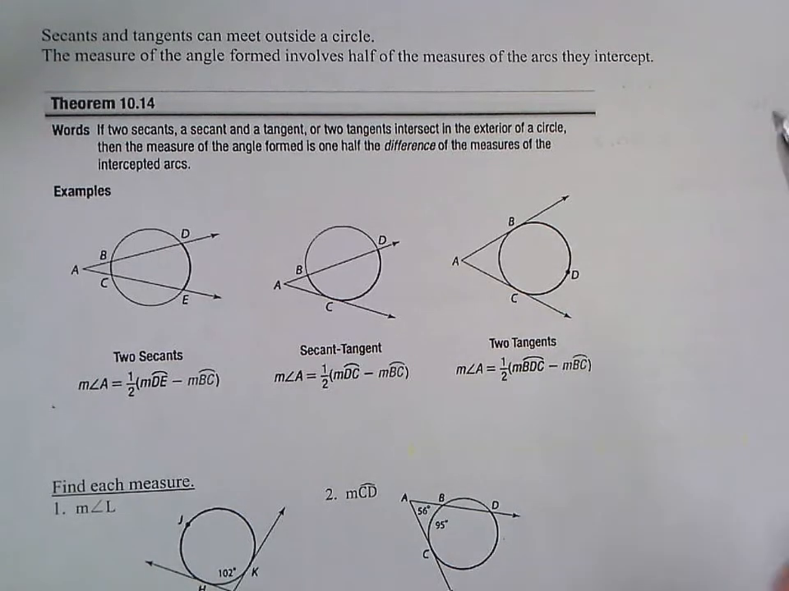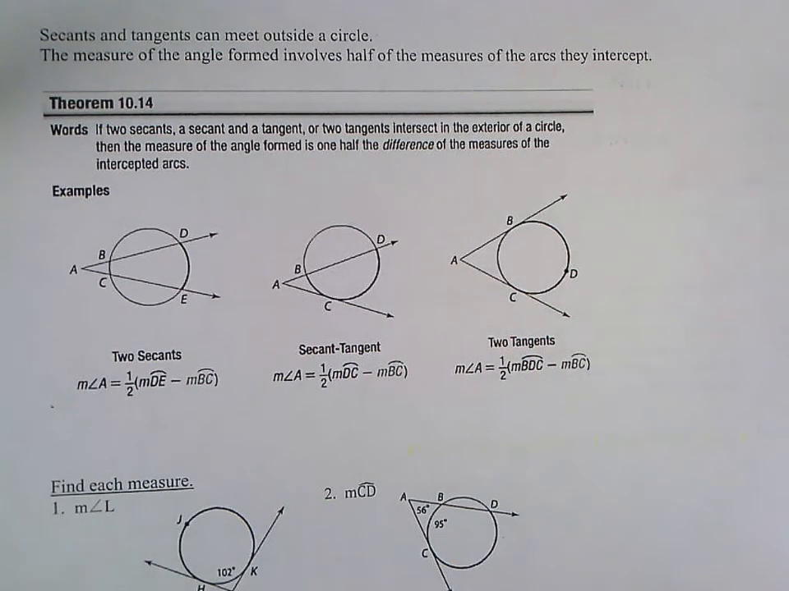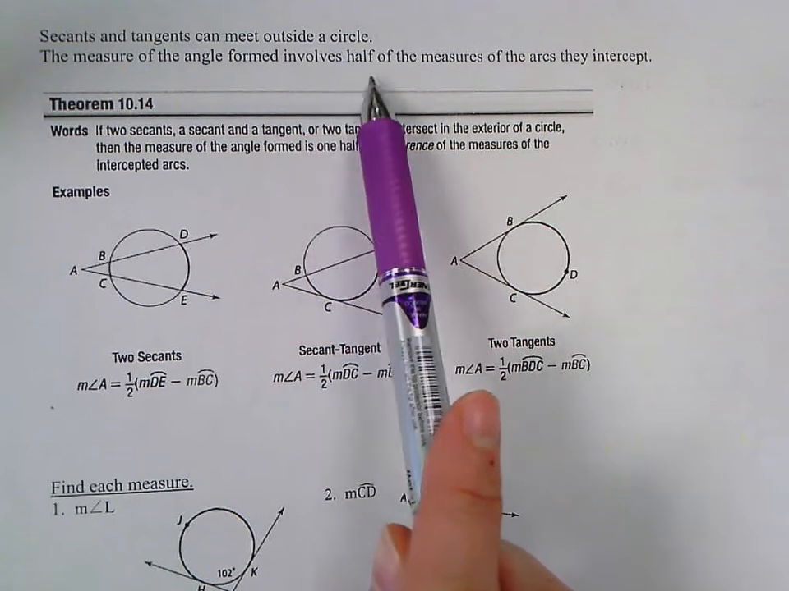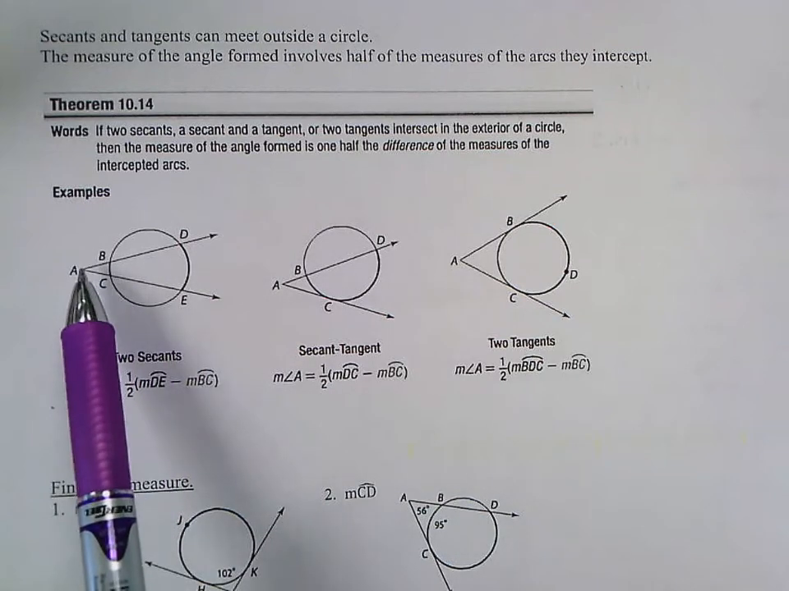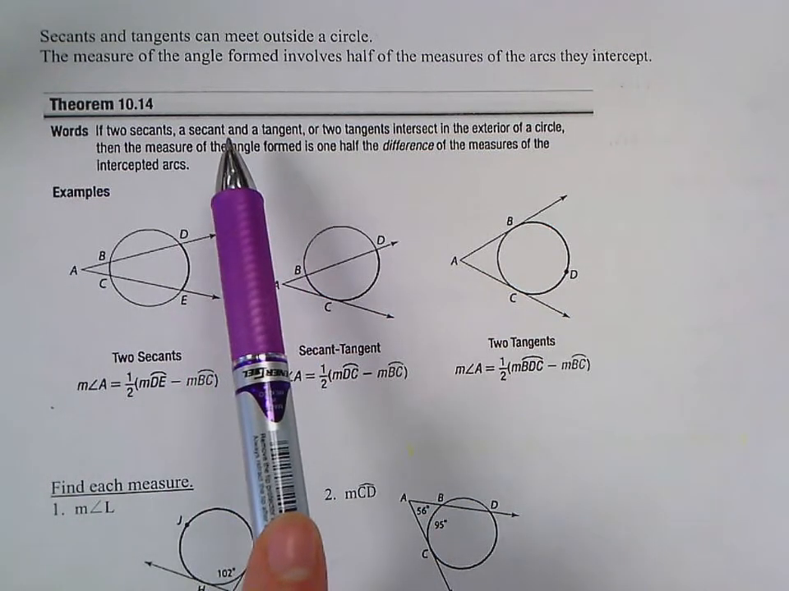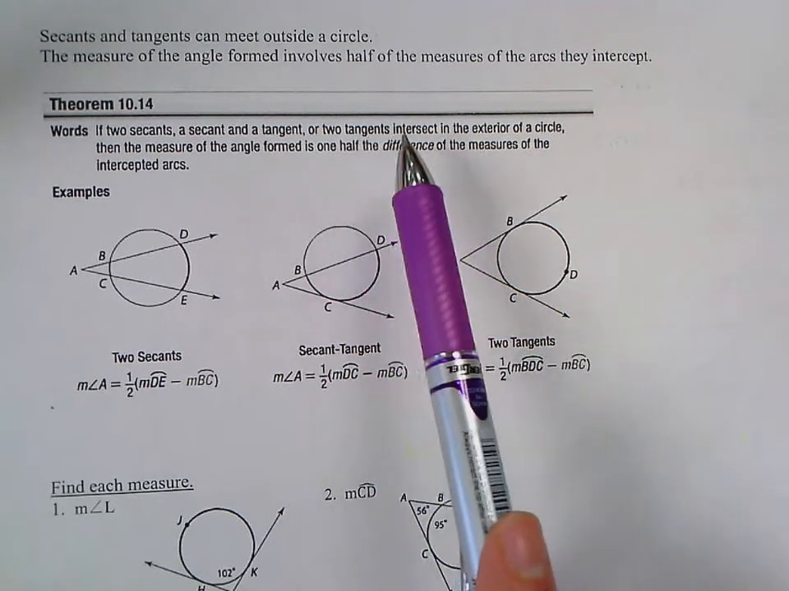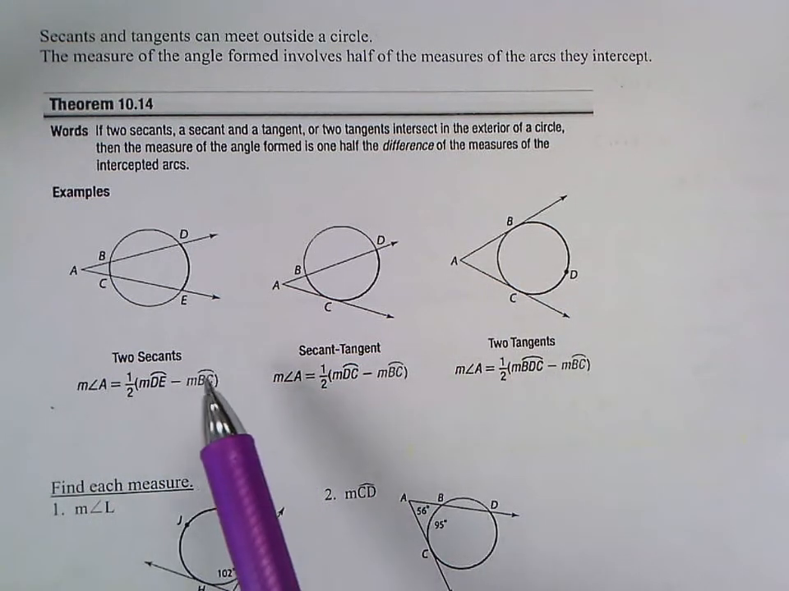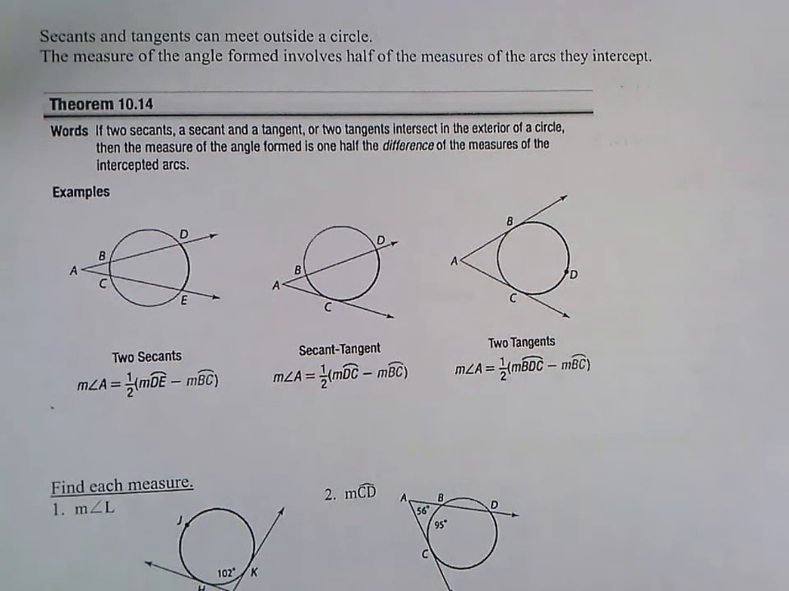So secants and tangents can meet outside of a circle. Notice in all three of these diagrams, that vertex A is outside of the circle. And it says the measure of the angle formed involves half the measures of the arcs they intercept. So it says if two secants, meaning in this picture these are both secants, a secant and a tangent, so the next picture has a secant line and one tangent line, or two tangents, so the third diagram is two tangents. But all of these, even though the formula might be labeled differently because of the intersections or with different letters, it's the same formula for all of them.